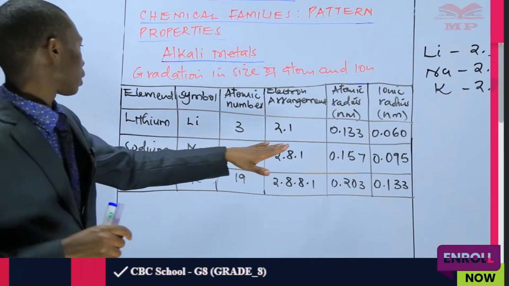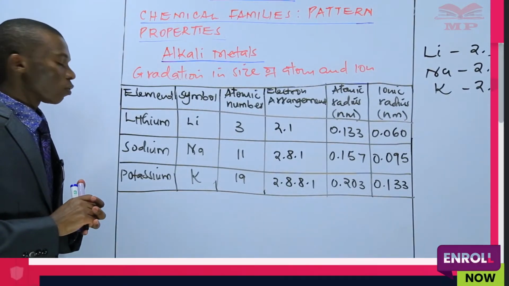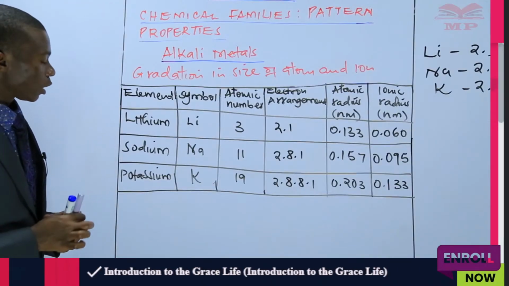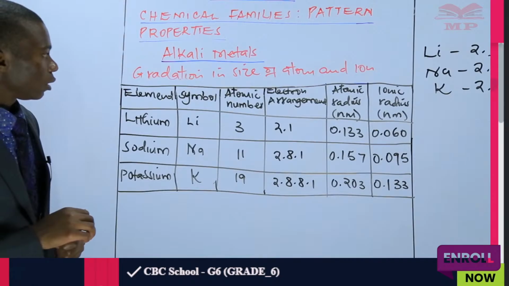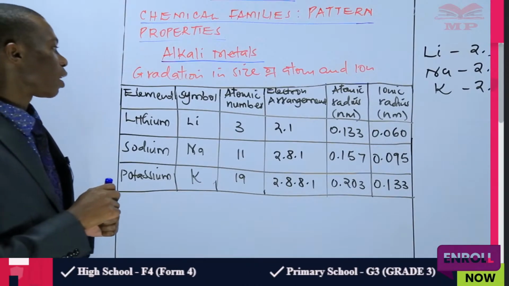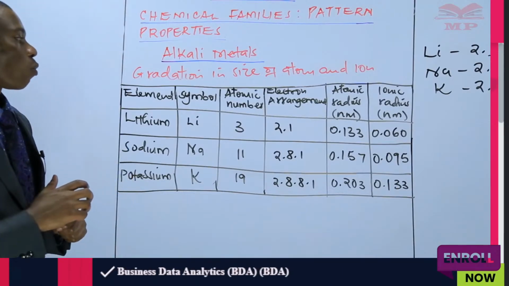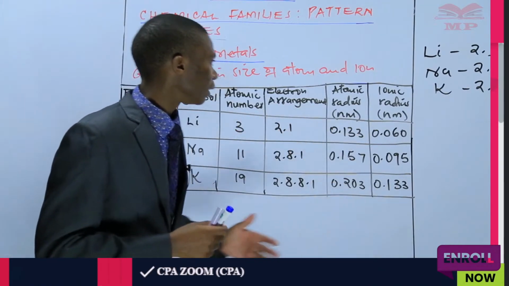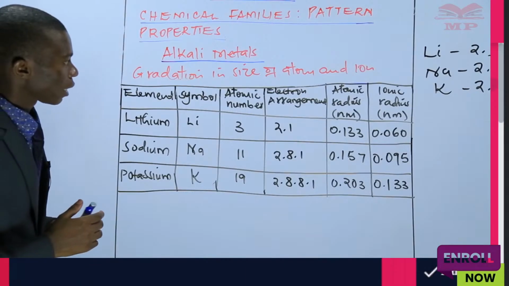If you look at the atomic radius, lithium's atomic radius is 0.133. Then sodium, the atomic radius is 0.157. Potassium, the atomic radius is 0.203. The ionic radius for lithium is 0.060. Then for sodium, the ionic radius is 0.095. And for potassium, the ionic radius is 0.133. If you look at the atomic size and the ionic radius sizes, both are increasing down the group.